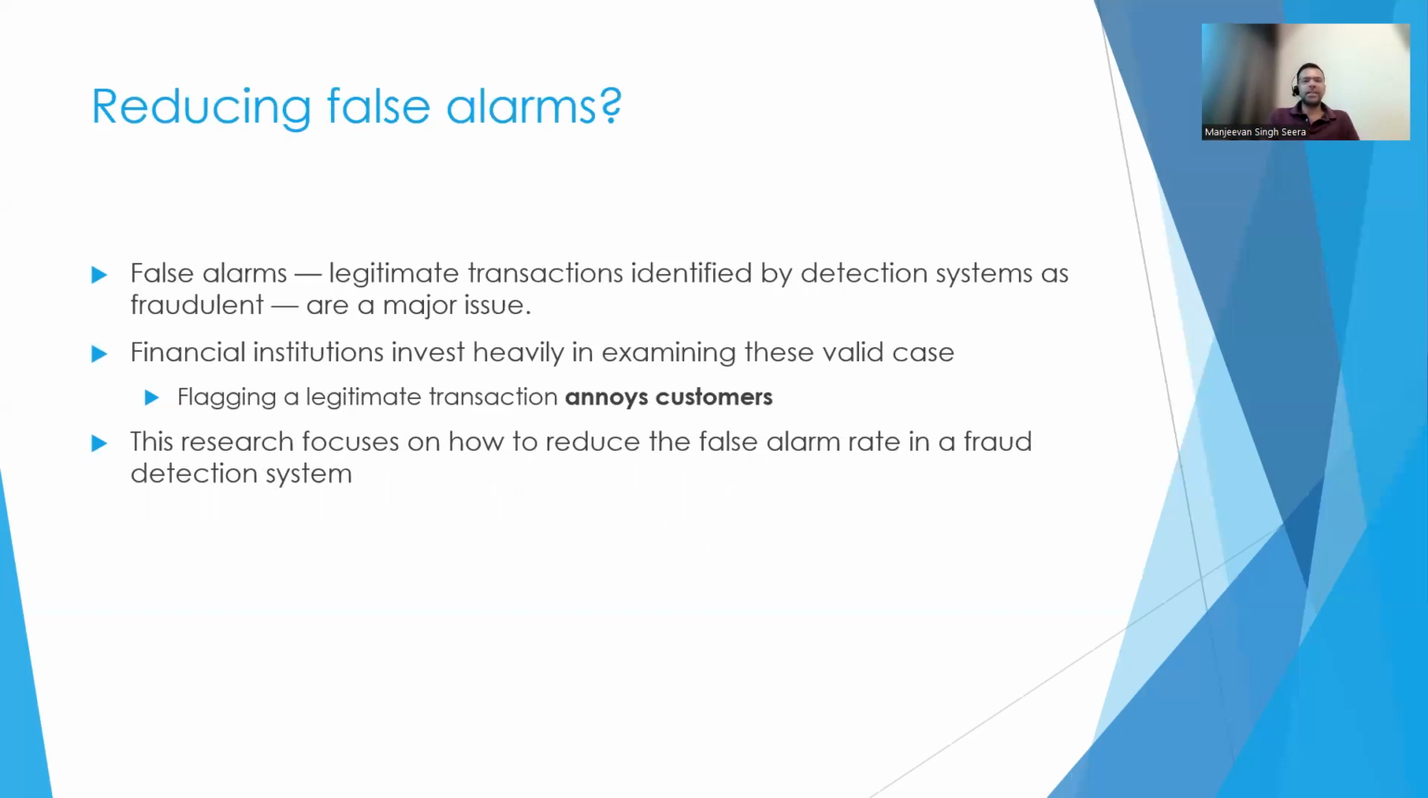How do we reduce false alarms? A false alarm is when a genuine transaction is identified by the detection system as fraudulent, and this is a serious concern. Why? Because financial institutions don't want a genuine customer to have his or her transaction rejected and use a card from a different bank, because it annoys customers, and once they start using a different bank, they may not go back to their original bank. So in this work, I look at how we can reduce this false alarm rate in a fraud detection system. This is to ensure that the customer has a seamless journey when making any purchases.